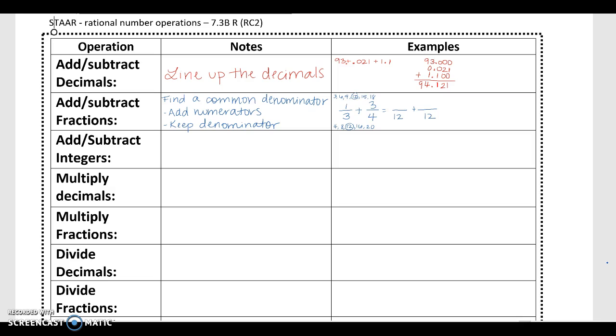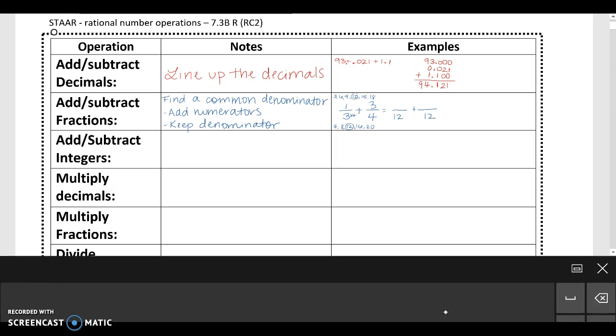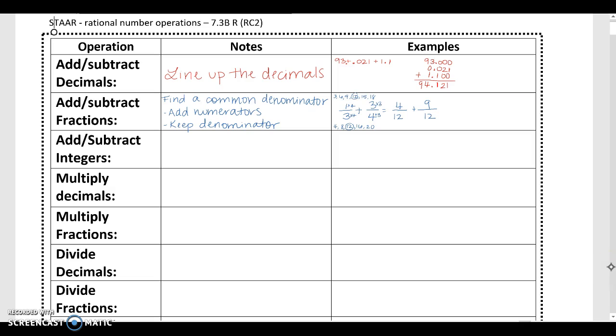And I'm going to say, okay, 3 times what gets me 12? So 3 times 4, and what you do to the bottom, you do to the top. So 1 times 4 is 4, 3 times 4 is 12. Then I'm going to do the same process to the second fraction. So 4 times 3 is 12, so 3 times 3 gives me a numerator of 9. So now I have it rewritten with my common denominator, so 4 over 12 plus 9 over 12. So 9 plus 4 is 13, and I keep my denominator.